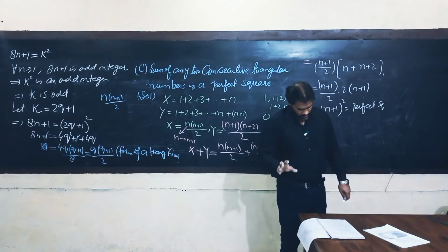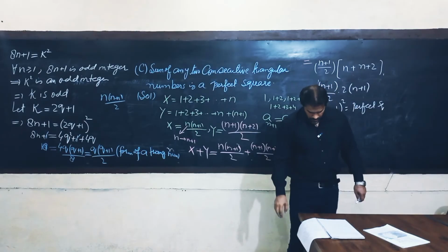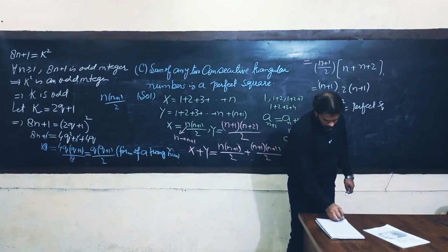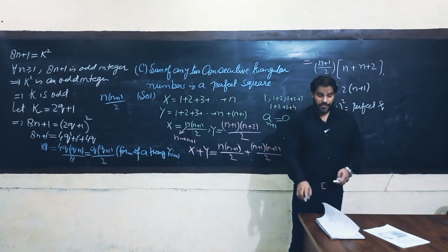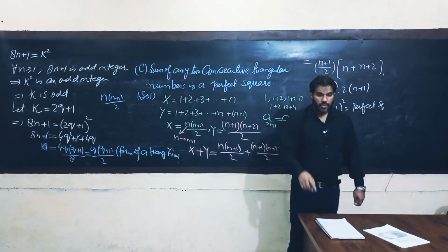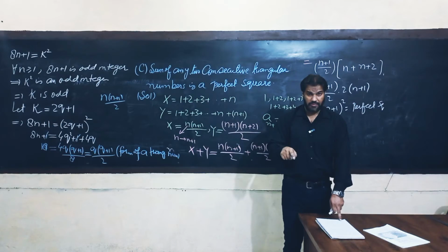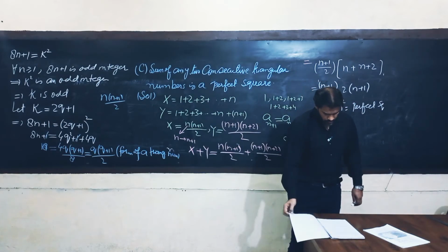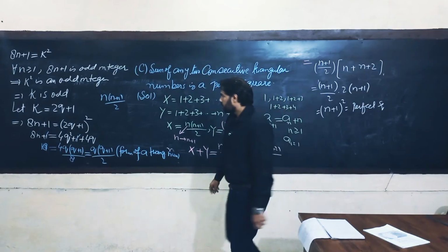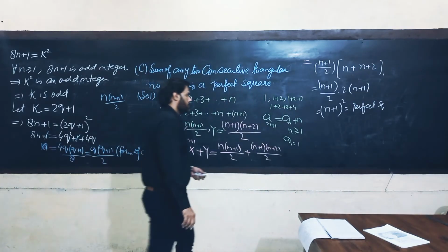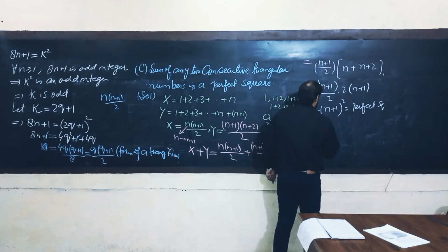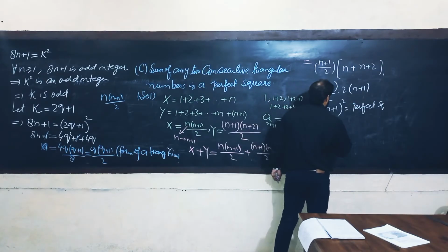So this is question number 1, C. In question number 1D, if n is a triangular number, then show that 9n plus 1, 25n plus 3, 49n plus 6 are also triangular numbers. This result was introduced by Euler in 1775.